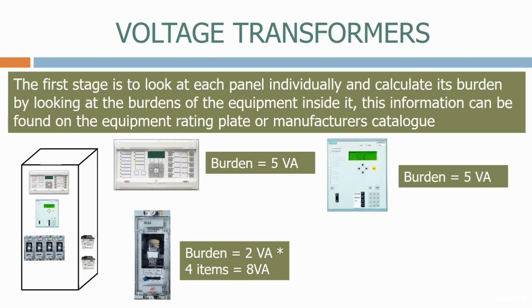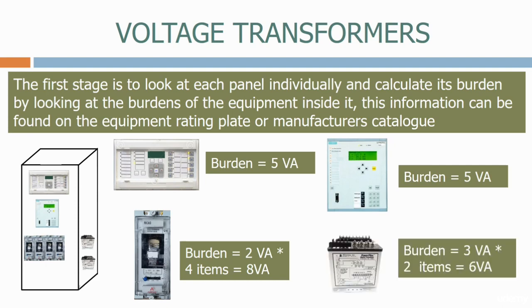Next we have another feeder protection relay with a burden of 5 VA. And finally we have some transducers. These have a burden of 3 VA. We have 2 transducers, therefore the total burden is 6 VA.